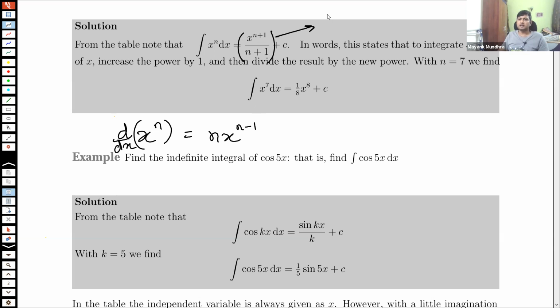You differentiate this thing. When you differentiate it, 1 by n plus 1 is common, so I'll take it outside, into the differentiation of x to power n plus 1. The differentiation of x to power n plus 1 is going to be n plus 1 times x to power n. So what you are left with is x to power n.